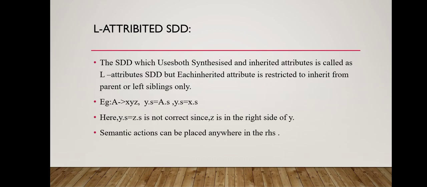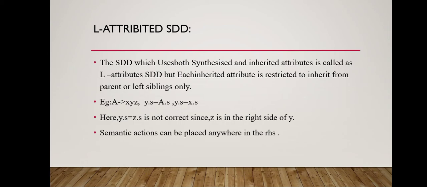The next type, the second type of STD, is L-attributed STD. We have already discussed what is an S-attributed STD. The STD which uses only synthesized attributes is S-attributed STD. But in the case of L-attributed STD, it uses both synthesized and inherited attributes. We know what are synthesized and inherited attributes. The STD which uses both synthesized and inherited attributes is said to be an L-attributed STD.